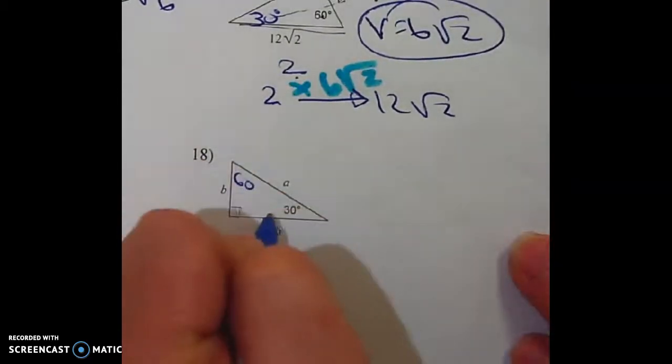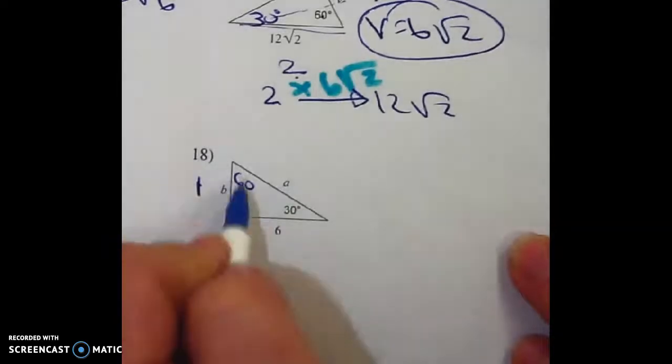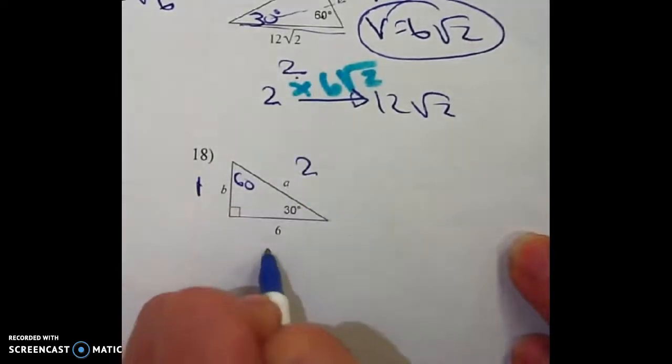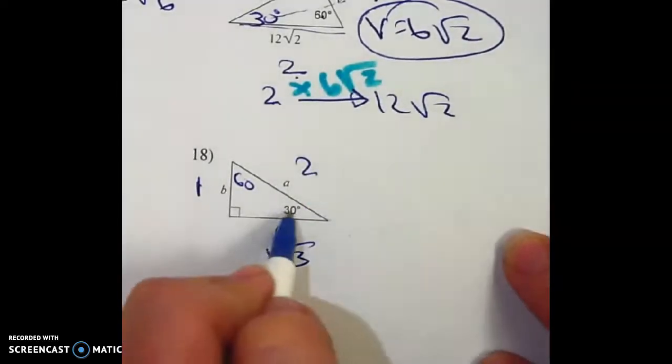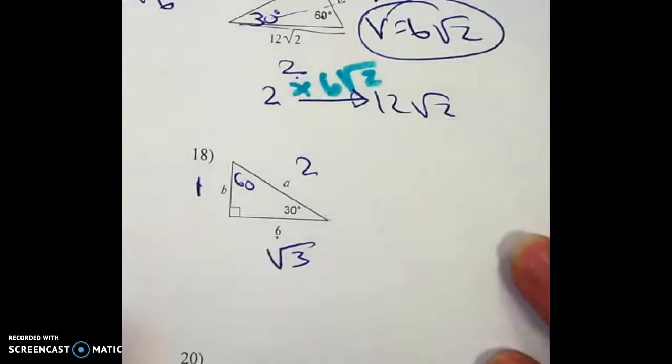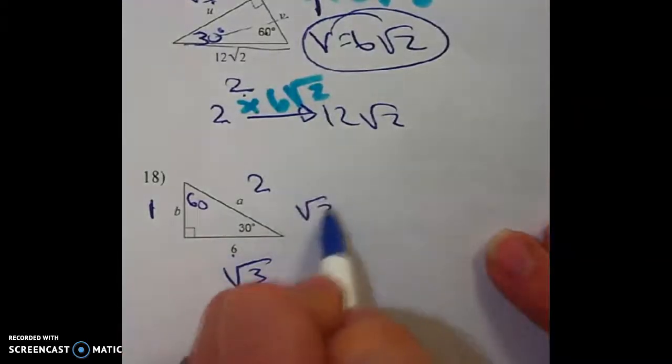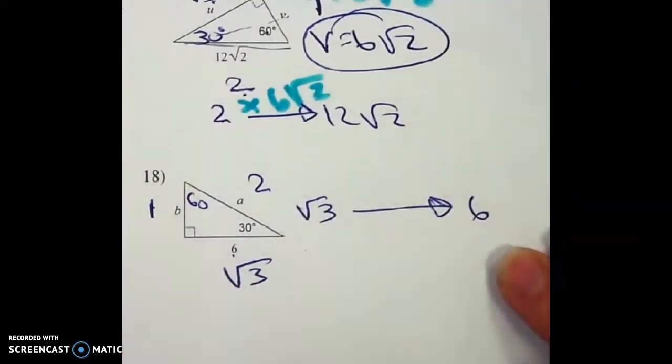30, 60. What's across from the 30? 1. What's the long side? 2. What does that mean this is? Rad 3. So let's see. They told me this one. Ooh, this is a mean one. I start with a rad 3 and I have to get to a 6. This is a square root and this isn't.